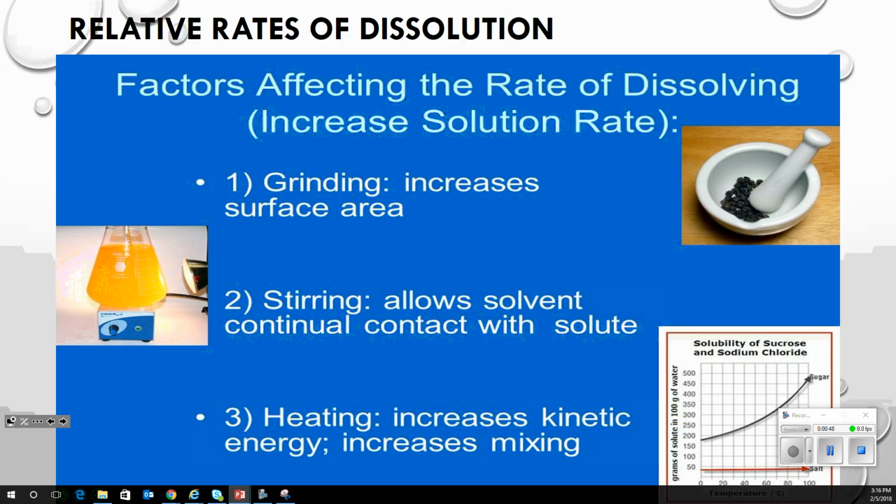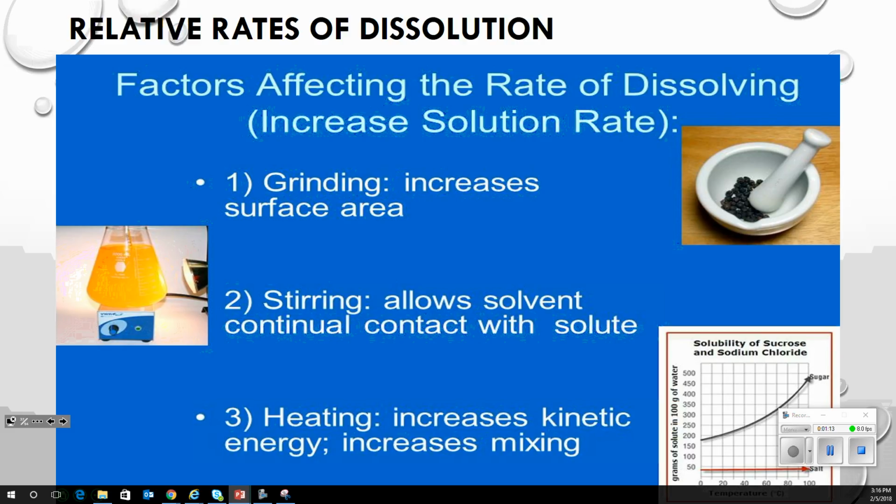So let's talk about the relative rates of dissolution. There are certain factors that affect dissolution. One is grinding. Increasing the surface area will increase the rate that something dissolves. Stirring it, allowing the solvent to come into constant contact with the solid will help. And then heating, increasing kinetic energy, increasing the mixing.